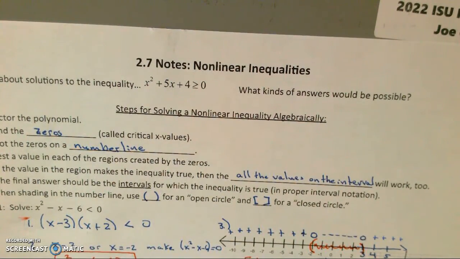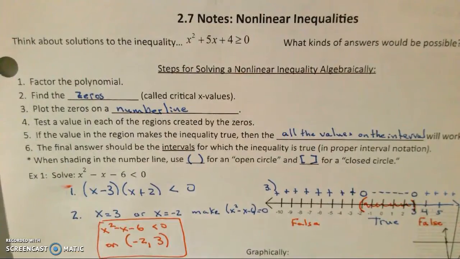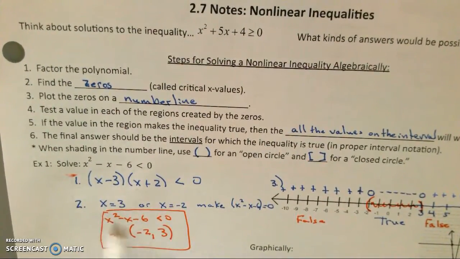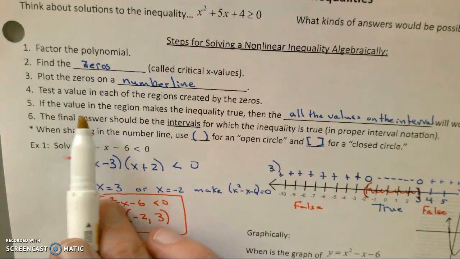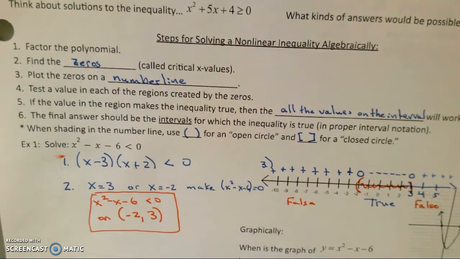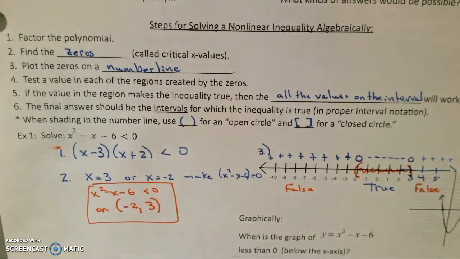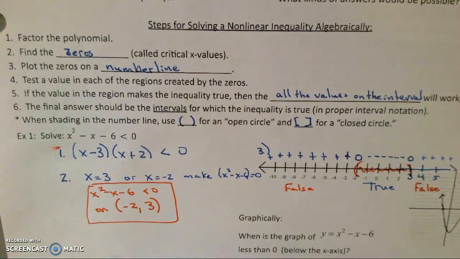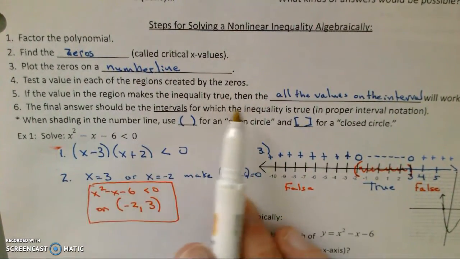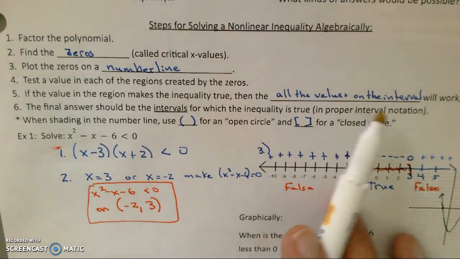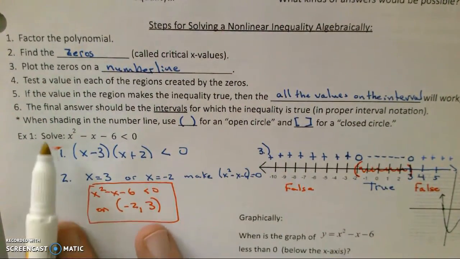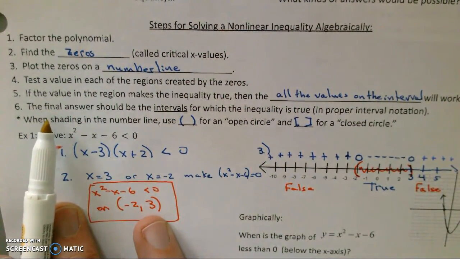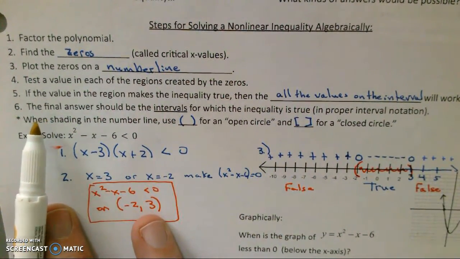To complete this problem, step 1, we found the zeros of the function. We found the zeros in this case to be 3 and negative 2. Step 2, we plotted them on a number line. Step 3, we tested values in each of the regions created by the zeros, saw whether it was positive or negative, and made the statement true or false. If one of those values on an interval is true, all of them will be true. Likewise, if one of them is false, all of them are false on each interval between the zeros.